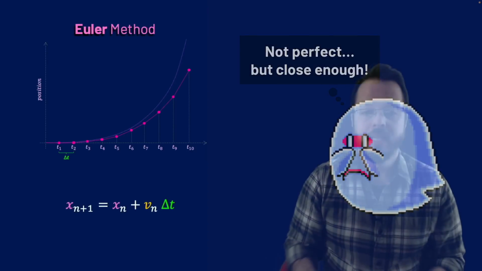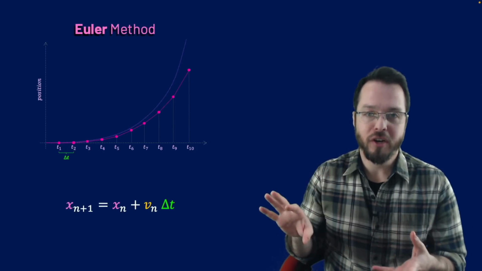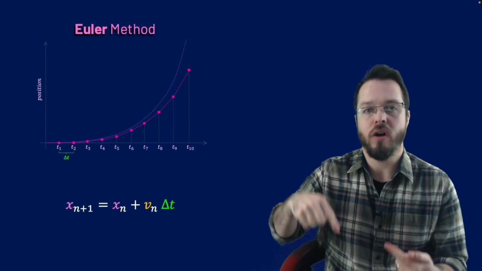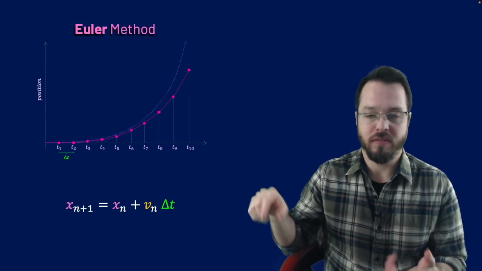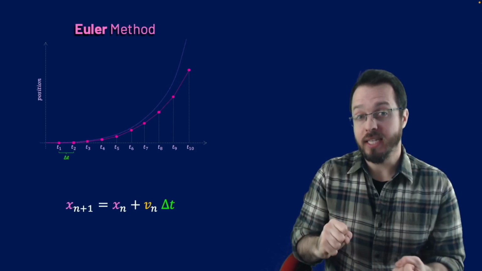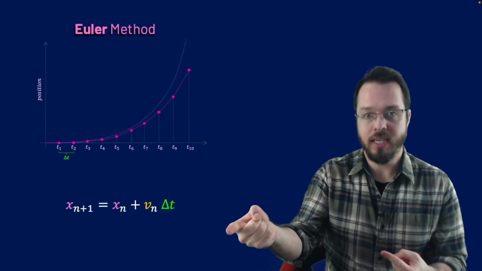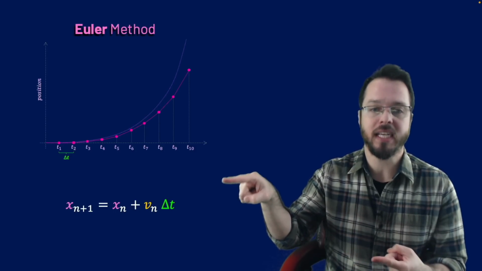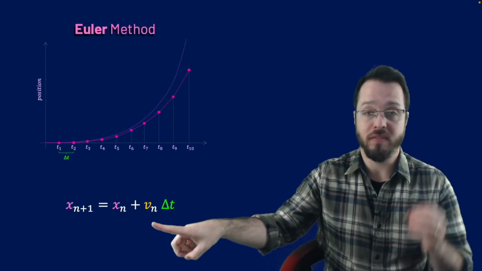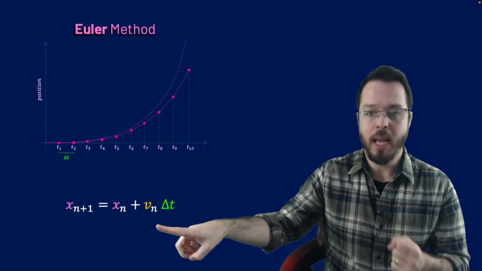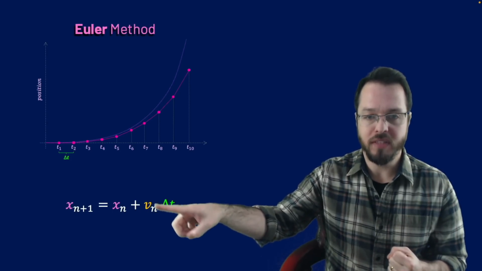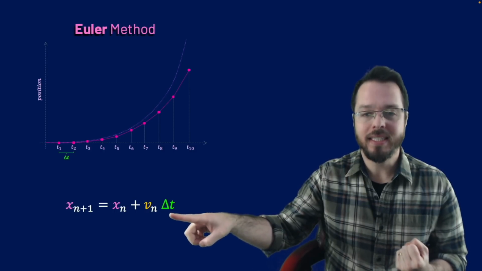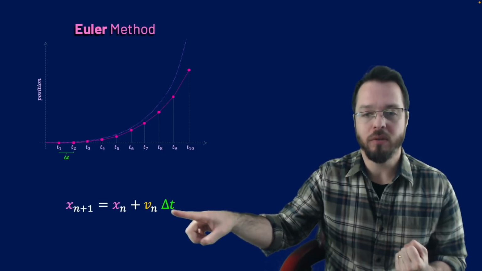So the Euler method, if you want to look at the rigorous formula that explains it, is we're going to have this x of n plus 1, x of n. So x of n plus 1 is the next position in time, right? The position of the next frame, if you want to think like that. So the next position of the next frame is going to be the position of this frame, x of n, plus the velocity of this frame times delta time.